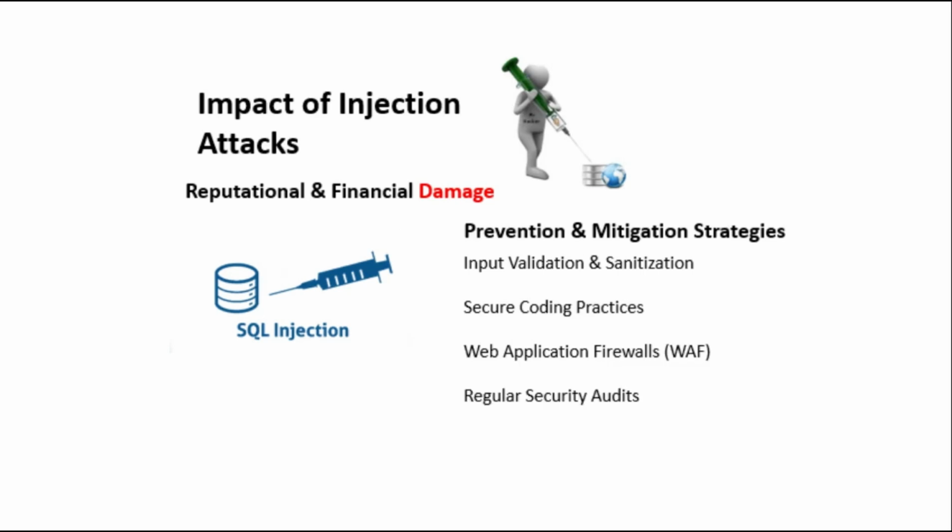4. Regular security audits. Use tools like OWASP ZAP for scanning vulnerabilities. 5. Developer education. Train developers in secure coding. 6. AI-based threat detection. Use machine learning to monitor suspicious activity.